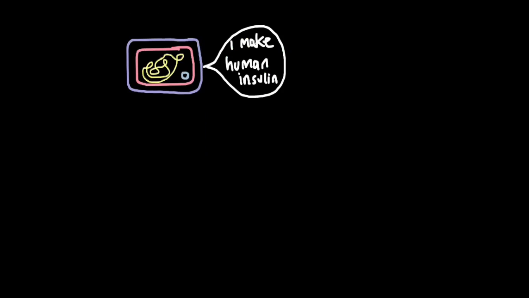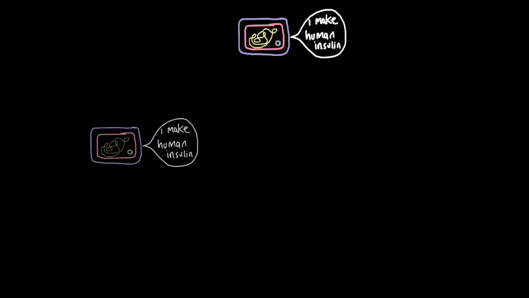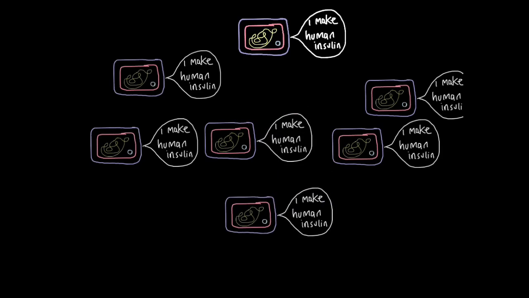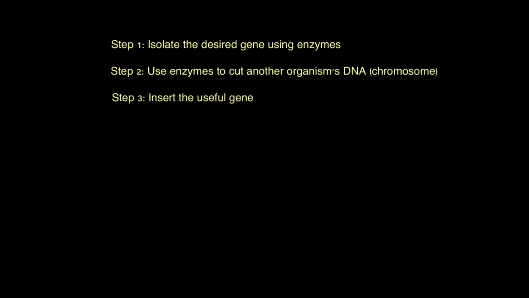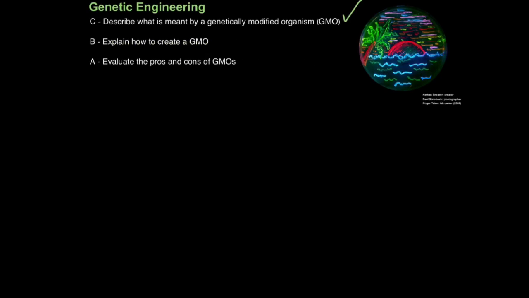And then I use another enzyme called ligase. Unlike the restriction enzymes which cut, the ligase enzyme pastes. So the ligase enzyme will come along and make sure that the DNA fragment is bonded and securely locked in to that segment of DNA. But all you have to say is insert the useful gene. So now this bacteria contains the gene which allows it to express the protein that makes human insulin. And because bacteria replicate very rapidly, in very short spaces of time, we can produce lots of bacteria that can make human insulin. So if you ever have to describe the process of how you make a genetically modified organism, you would just say: isolate the desired gene using enzymes, use enzymes to cut another organism's DNA, insert the useful gene. Simple 3-mark answer. And that is how you explain how to create a genetically modified organism.